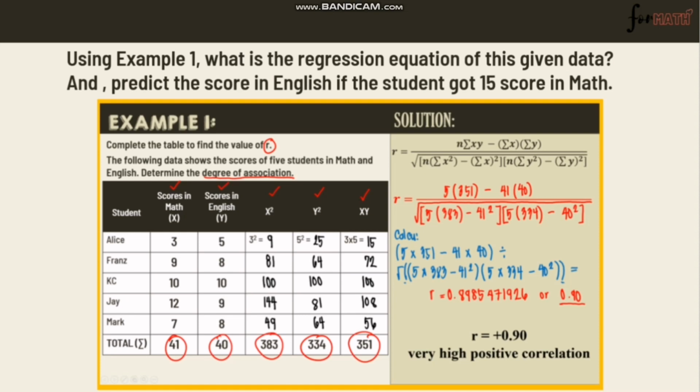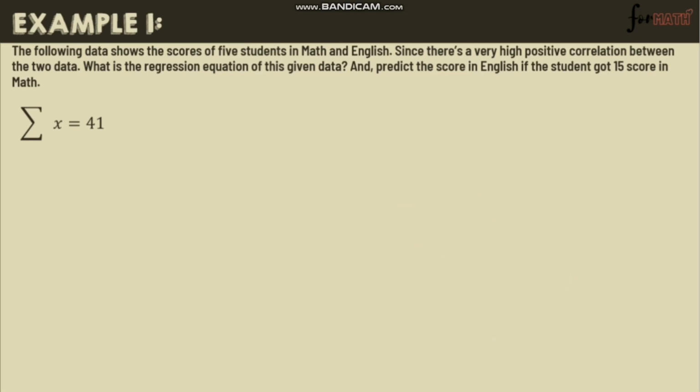So kapag ang tinatanong po ay regression equation, ito yung y equals to a plus bx. And then, predict the score in English. Ito po yung score in English, which is y. Yan yung hinahanap. And then, 15 score in math. Yan naman po yung x natin. So, therefore, ang x natin dito ay 15. Okay, so, nandito na yung summations. Okay, nakuha na natin yung summations.